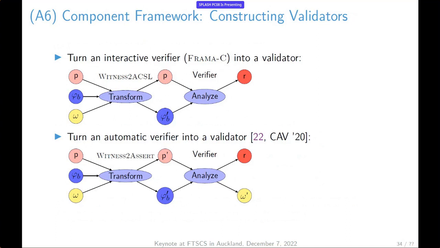Or we can turn an automatic verifier into a validator. This was actually published already in another concrete way, but here it's now in this framework. So we take the witness, turn them into asserts, and use a verifier to validate that all these invariants that are written as asserts are really holding.